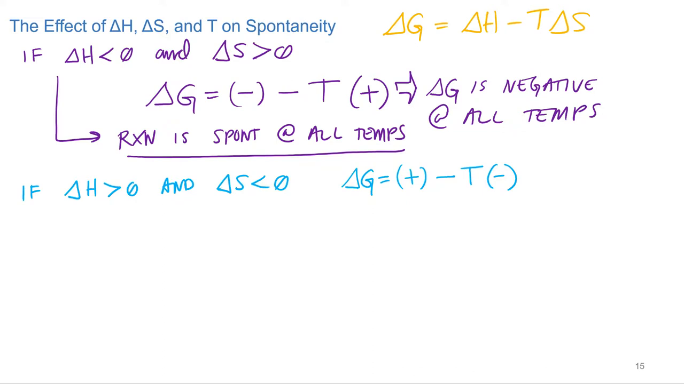No matter what you do, you can put any numbers in here. Have at it. Test it out. This is going to happen. Delta G is positive at all temps. So what does a positive delta G mean? Non-spontaneous. And so this chemical process or physical process is non-spontaneous at all temperatures.